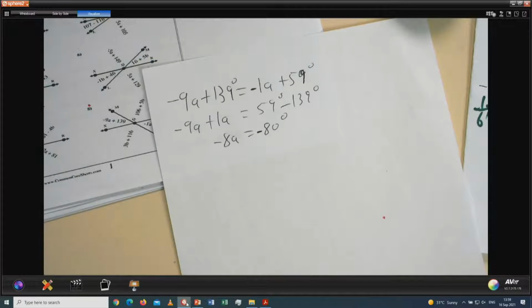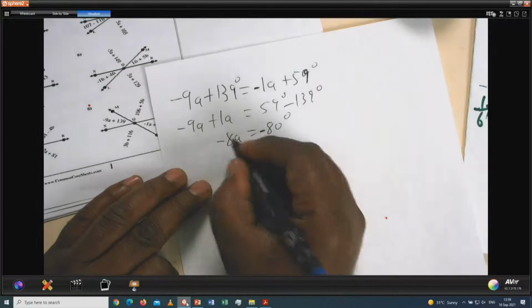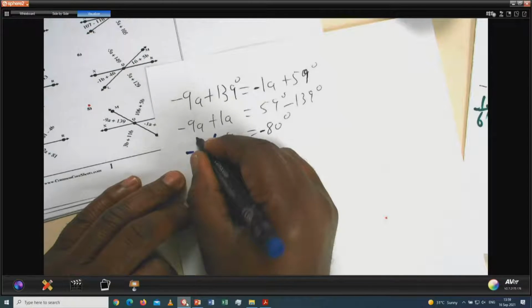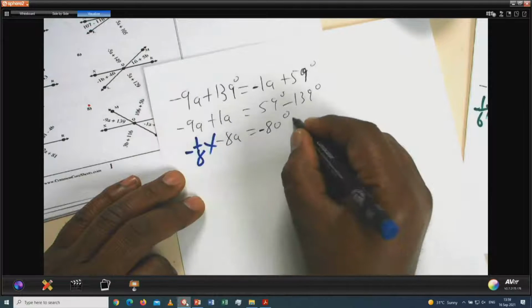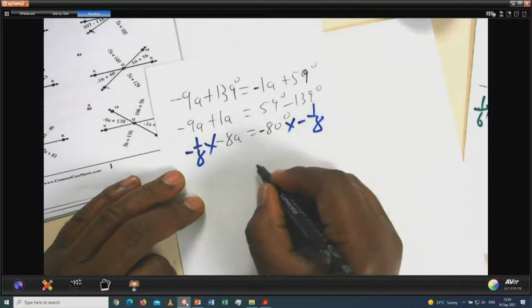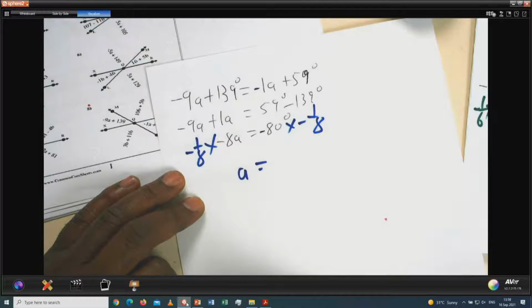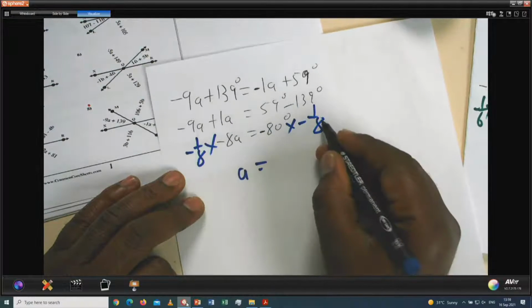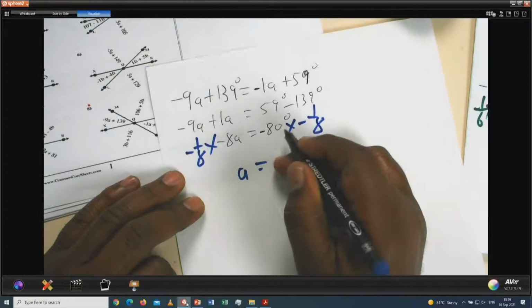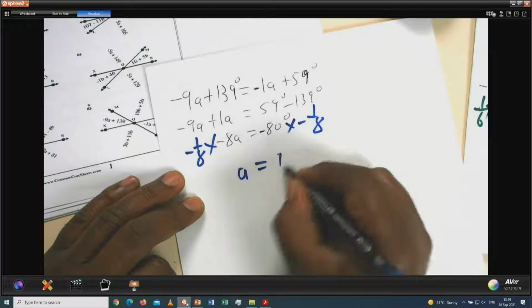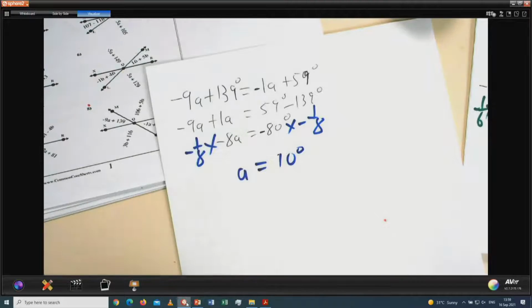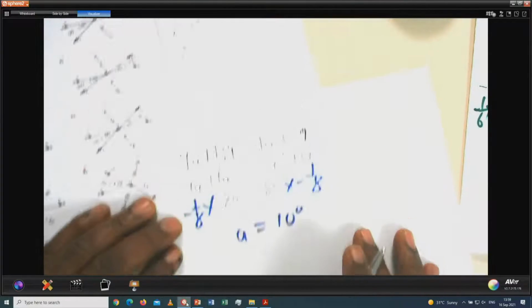Once more, remember, we are interested in an A, therefore multiply by -1/8 both sides. And what is your A? How many 8 in 8? 1. How many in 80? 10 of them. Therefore, A is 10 degrees. Right? Question 8, your A is 10 degrees.